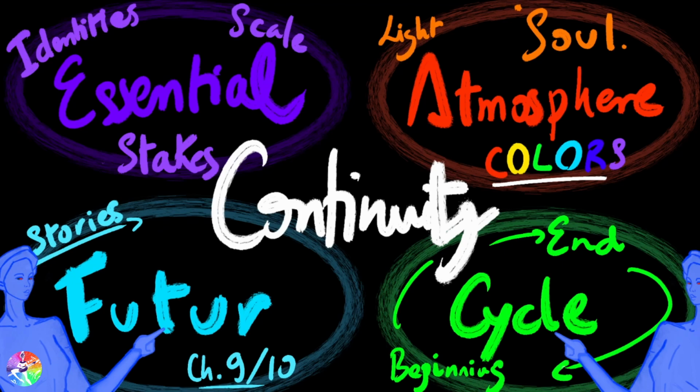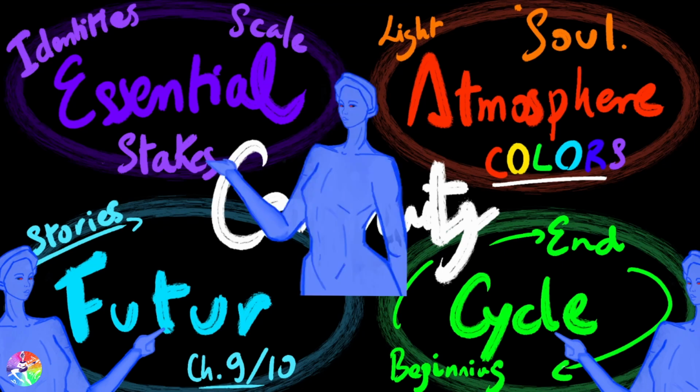Now, what are these elements? Because there are some essential elements. You want to put into the light here the stakes of chapter 8, 9, and 10 and how they will impact the first chapter of your second book, of your third book.